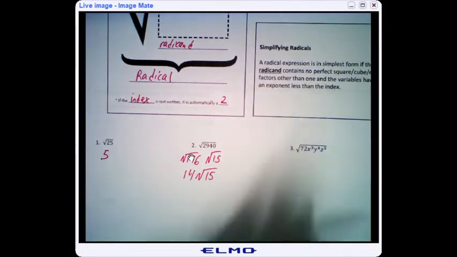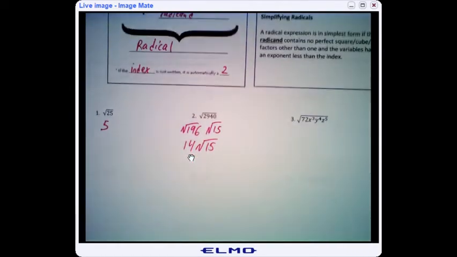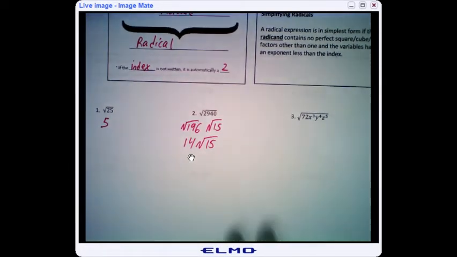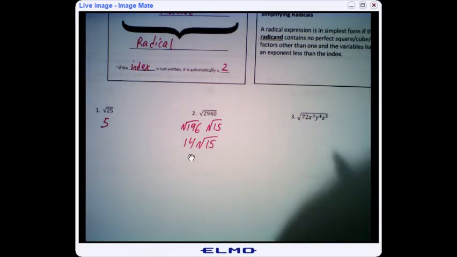The other way that you can do it, you could also make your factor tree. So you would factor tree out and then circle your pairs and they come outside, and whatever's not circled stays inside.